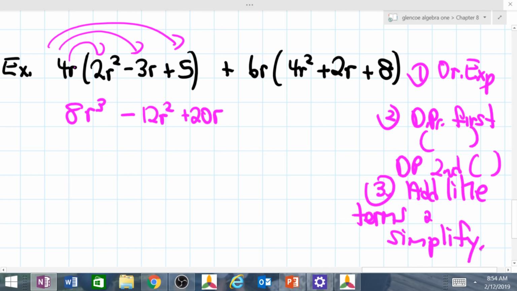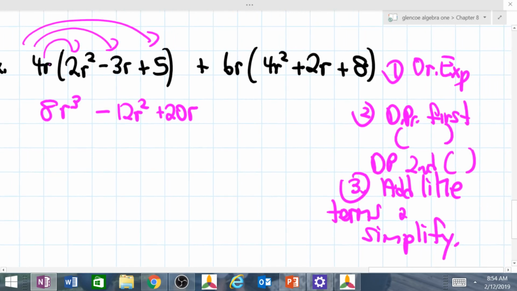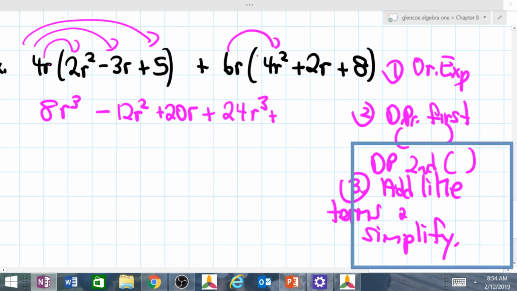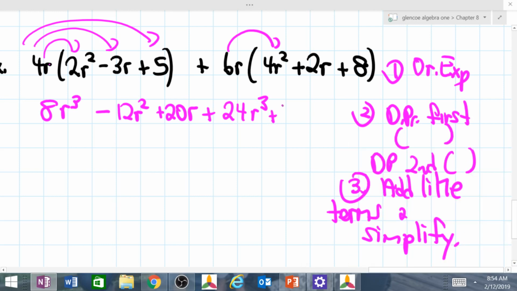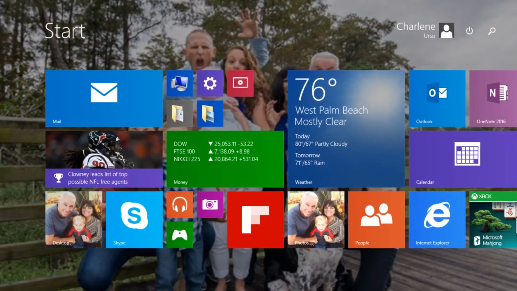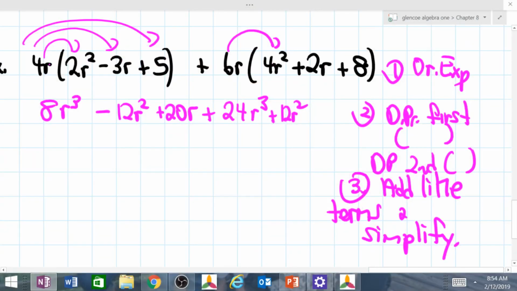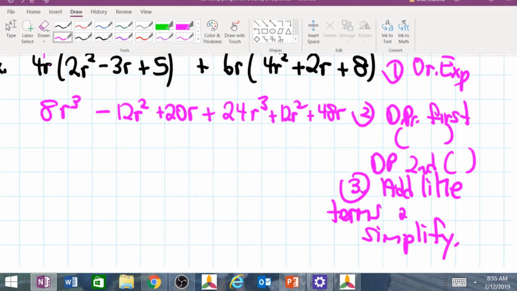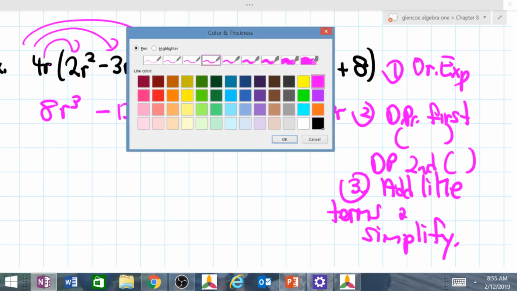Okay, good job. So here we go. 6r times 4r squared is 24r cubed. Plus 6r times 2r is 12r squared, and 6r times 8 is 48r. All right, time to find like terms and combine them.